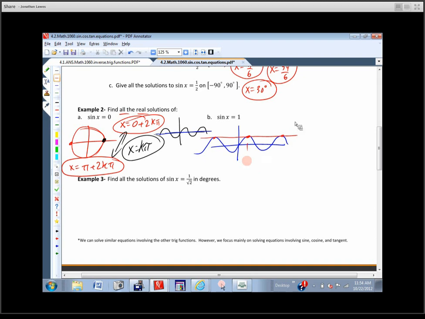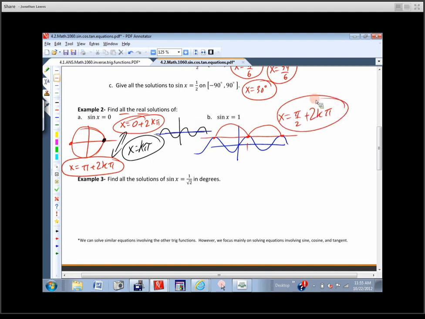Pi halves. So this would be x equals pi halves. Give it a starting point. Any one of these would do, but this is the one that makes the most sense. And then how far is it in between here and here? In fact, every one of those peaks of this sinusoidal graph is 2 pi. So this is going to be 2k pi.